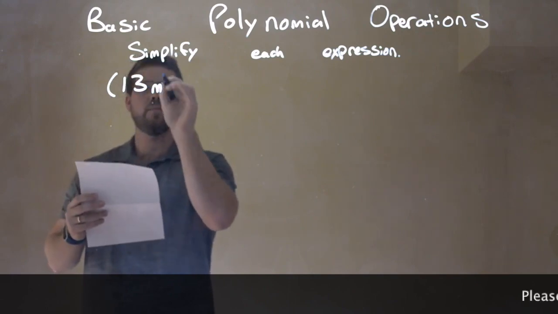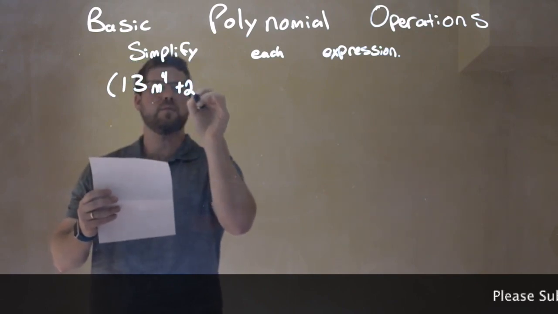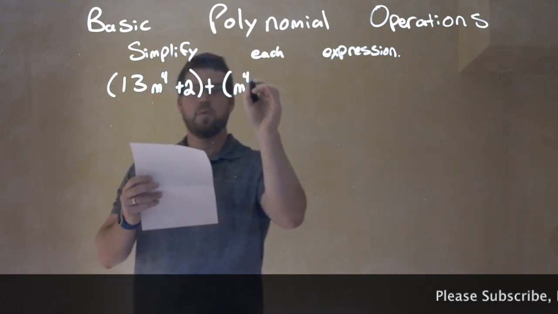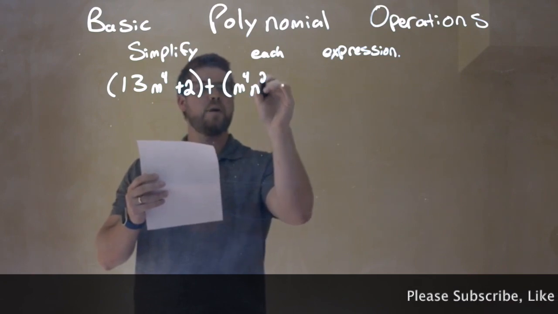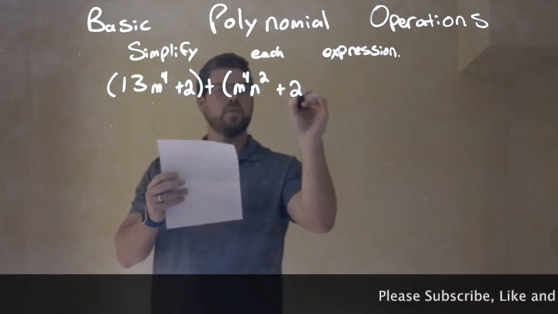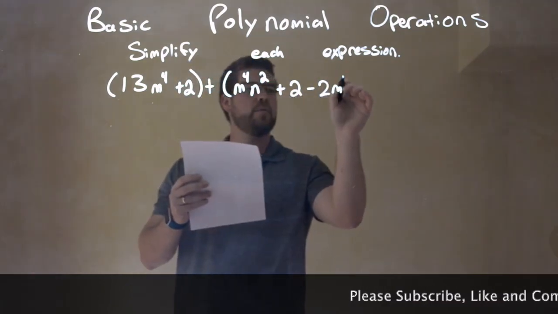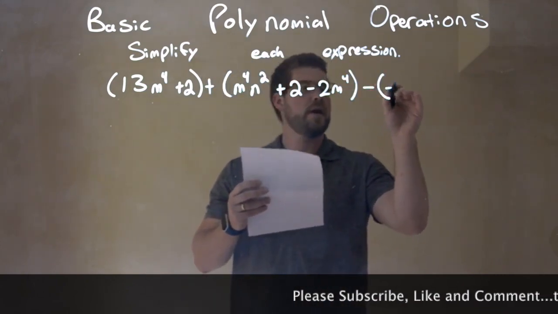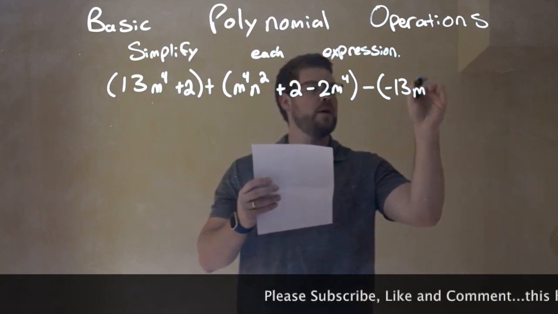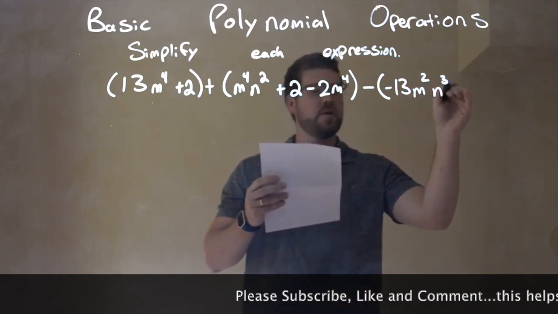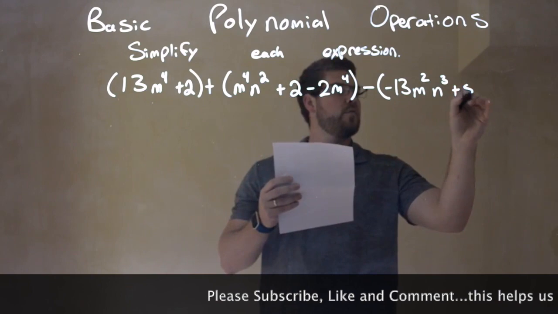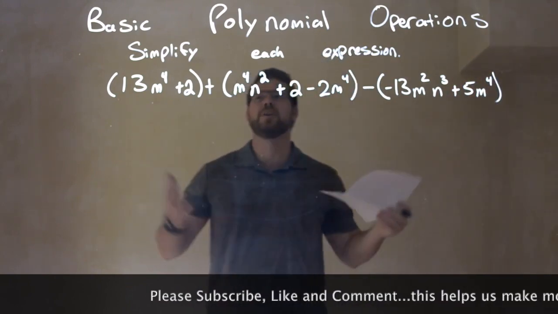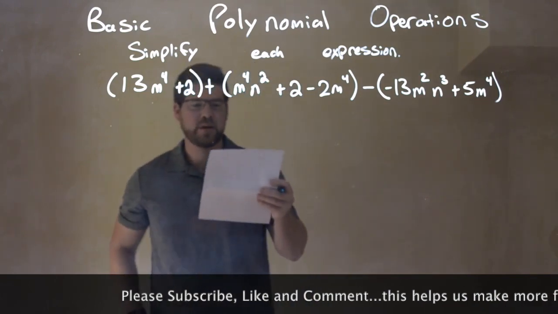13m to the fourth plus 2 plus, another parenthesis, m to the fourth n squared plus 2 minus 2m to the fourth minus negative 13m squared n to the third plus 5m to the fourth. Kind of a large, large polynomial here, okay?